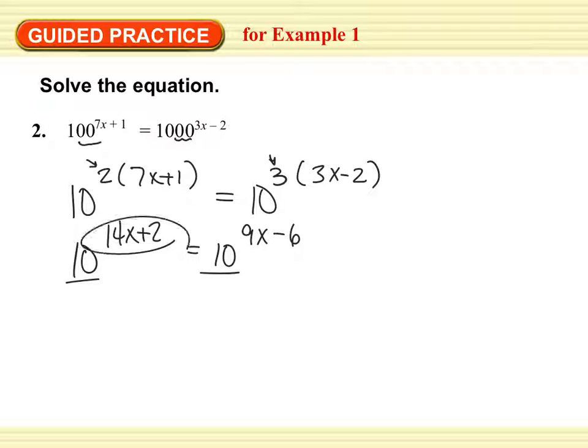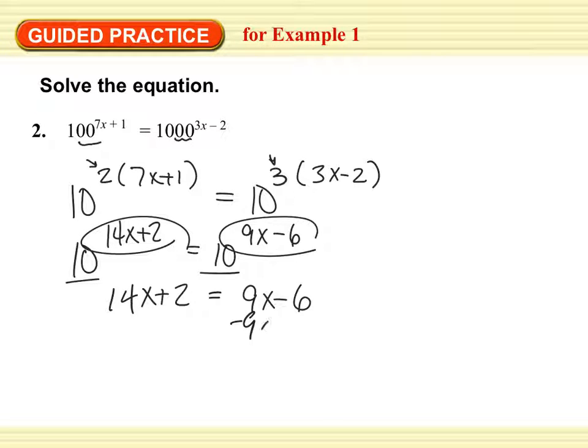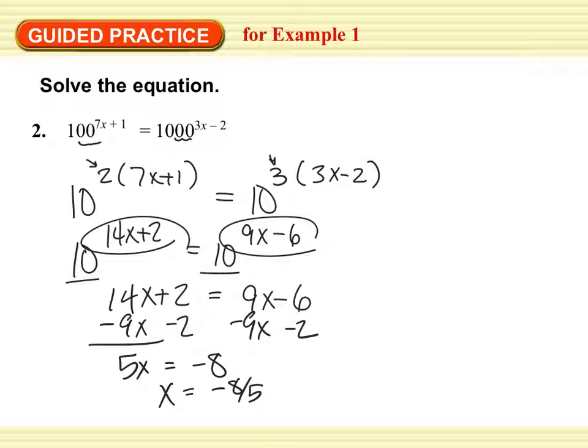Same base. I can take the exponents and set them equal. 14x plus 2 equals 9x minus 6. Okay, 14 minus 9 is 5. -6 minus 2 is -8. Ooh, x equals -8 over 5. That doesn't feel good, but it's correct.